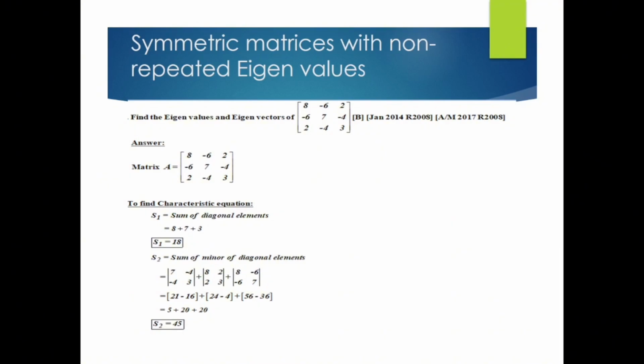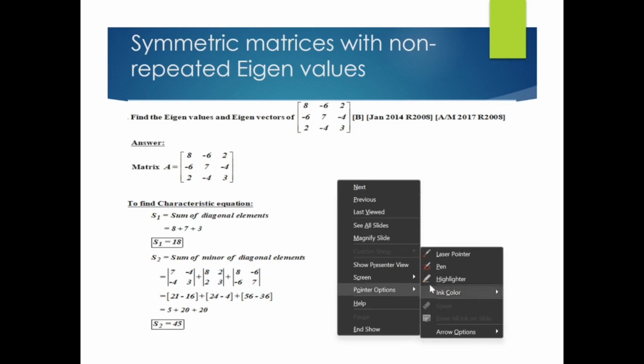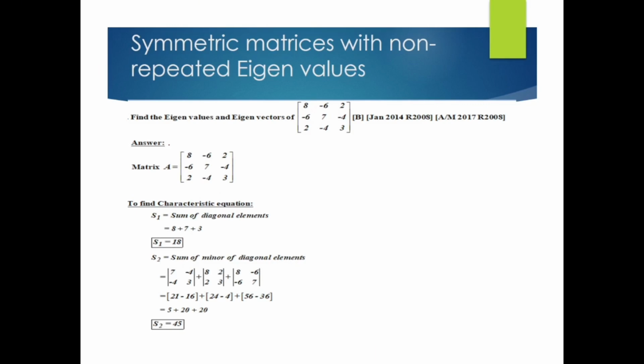As usual, let the given matrix be A. I start the solution here. To find the characteristic equation, S1 is the sum of diagonal elements. The sum of the diagonal elements is 8 plus 7 plus 3, which is nothing but 18. And S2 is the sum of minors of the diagonal elements.